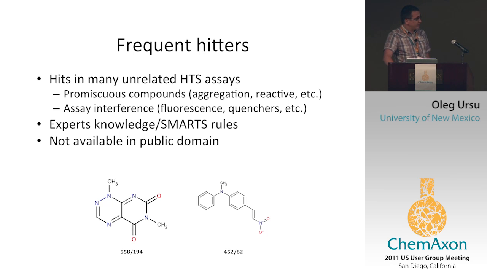You can usually detect these frequent hitters by using expert knowledge, medchem knowledge especially, and this knowledge can be encoded, for instance, as SMARTS rules. Unfortunately, a lot of this knowledge is not available in the public domain, and there are published filters in the literature, but they're not so comprehensive, or they don't have all the knowledge which the pharma industry has, for instance. So these are some examples of the frequent hitters we consider. The first number is the number of assays tested, and the second number is the number of assays found active in PubChem.